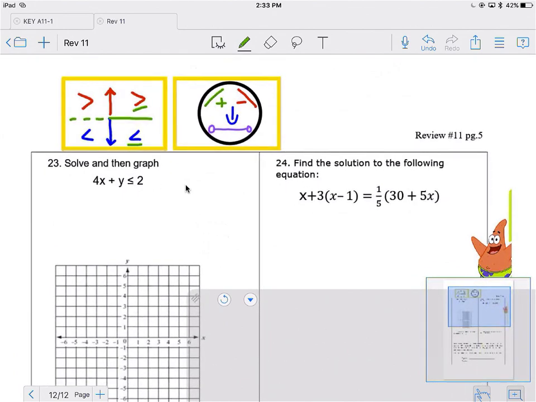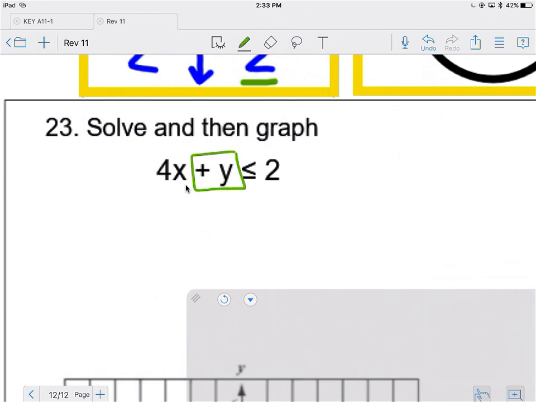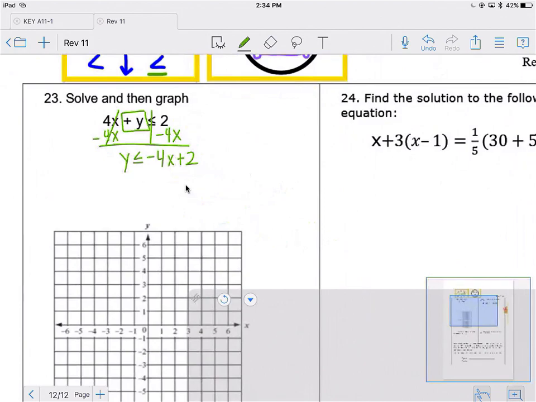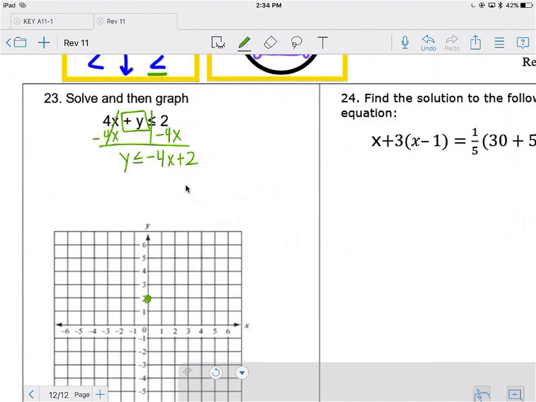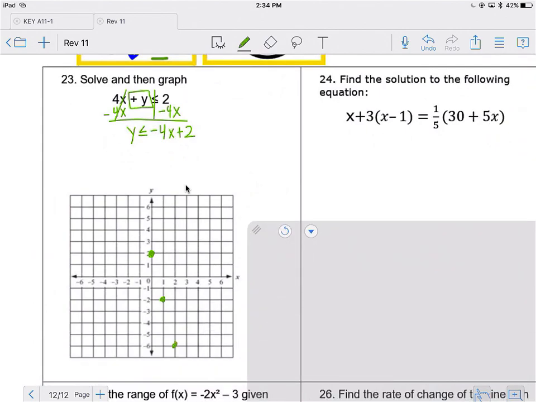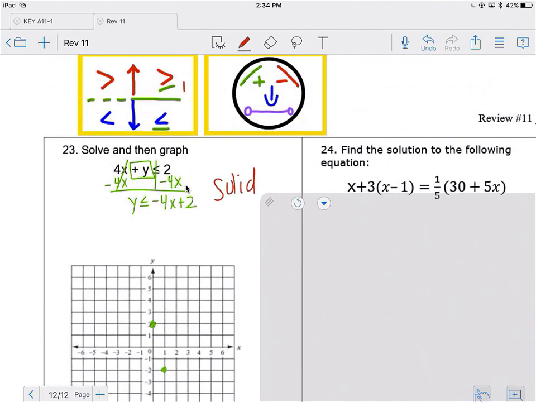Problem 23 asks me to solve and then graph. I need to solve for y before I can graph, so I move 4x to the other side. Whatever I do to one side, I do to the other. My inequality symbol was a less than sign, and I've done nothing to change that. To graph, I start up at 2 and go down 4, right 1. Down 4, right 1. This line will be solid, and that is reminded of us right here on this graphic.